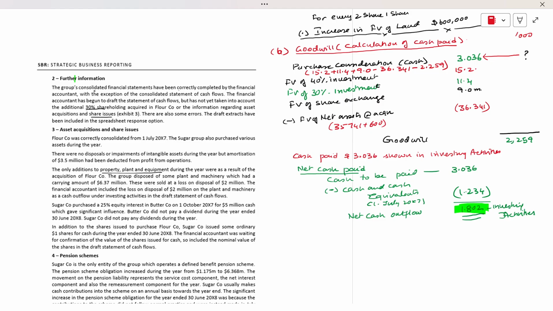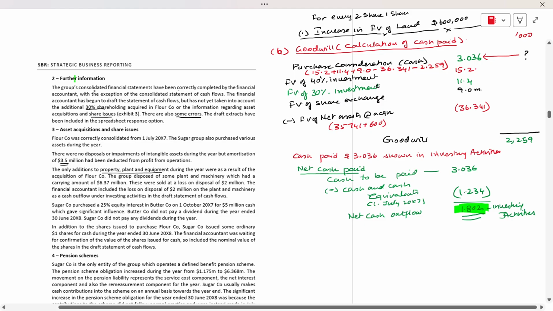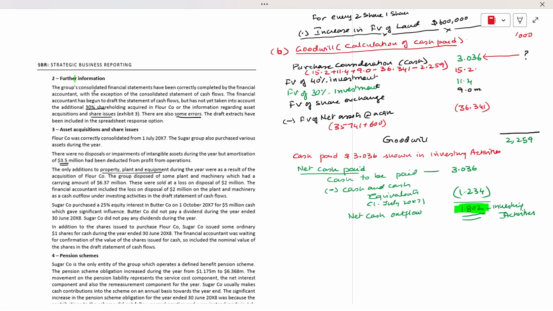There are also some errors. The draft extracts have been included in the spreadsheet response option. Floor has correctly consolidated from 1st July. The group also purchased various assets during the year. There were no disposals or impairments of intangible assets during the year, but there is an amortization of 3.5 million, which has been deducted from the profit from operations. It is a non-cash expense.